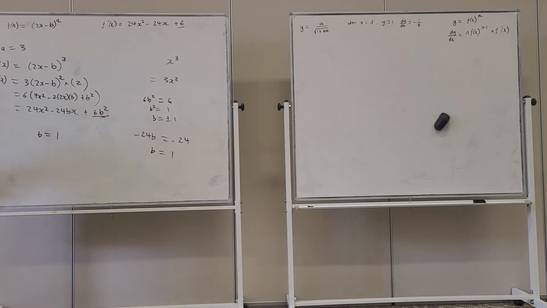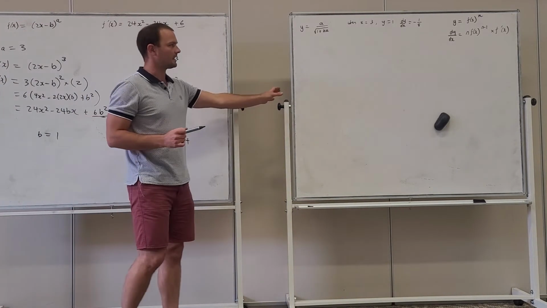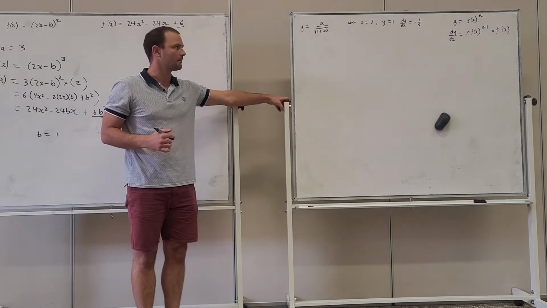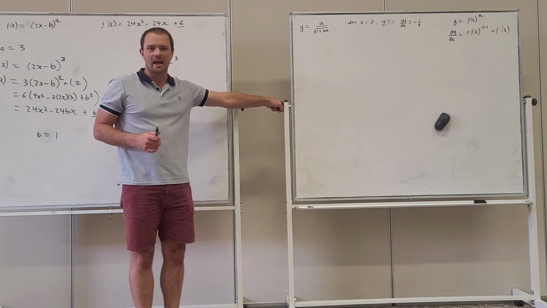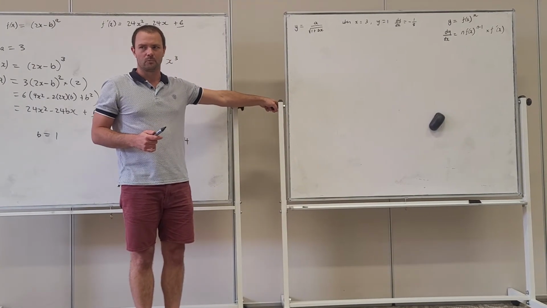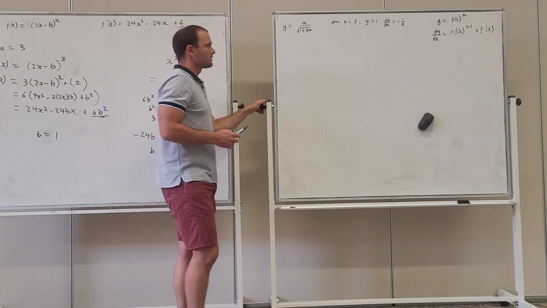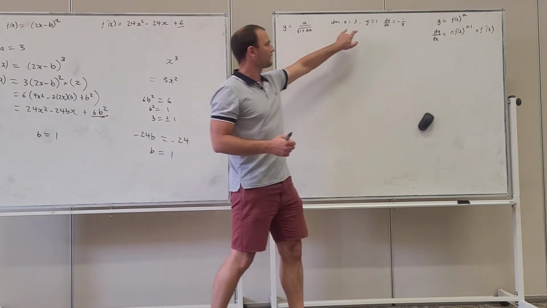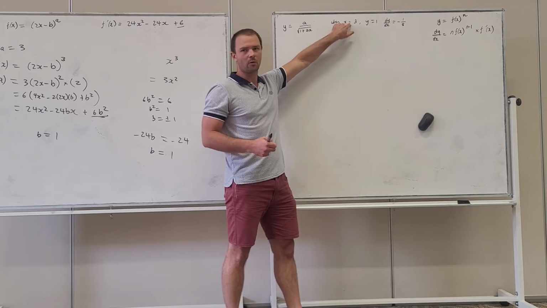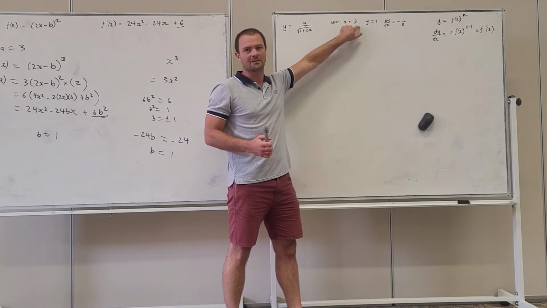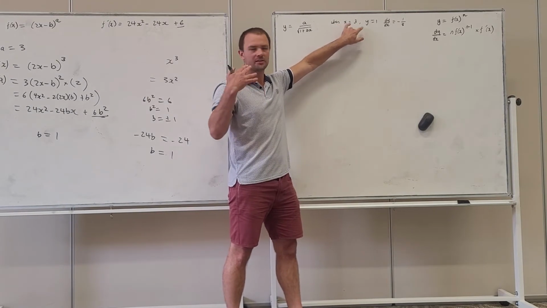Excellent. So then let's move on to 6 here. This is a beautiful problem. We need to find A and B. So what we've got is these two pieces of information. Firstly, we've got when x is 3, y is 1. So we've got a coordinate. Let's use that one first.